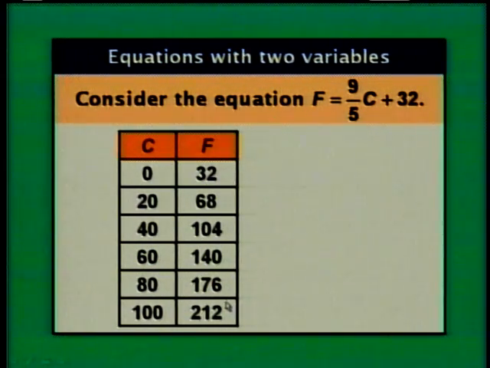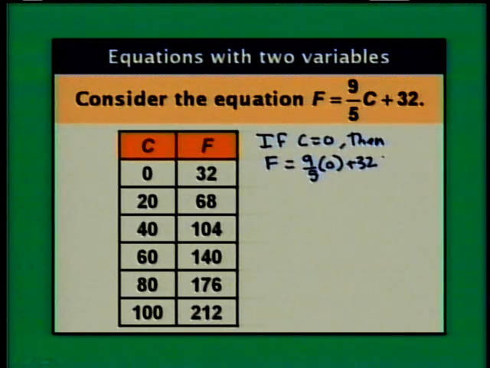And these numbers came right from the equation. For example, in this first row, if I work with my equation, if C equals 0, then F equals 9/5 times 0 plus 32, which is 32. That explains the first row of the table. I'm just going to look at one more rather quickly.